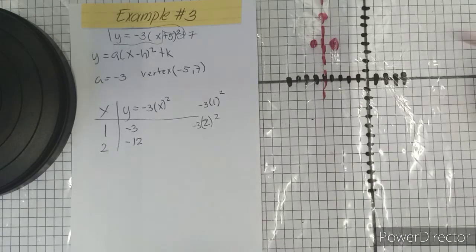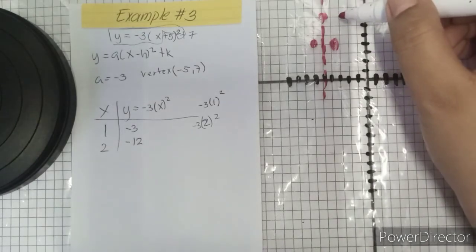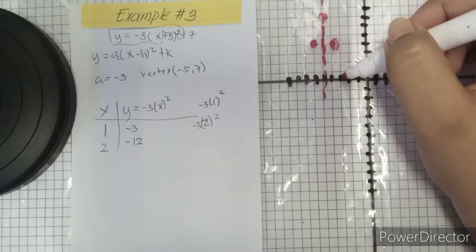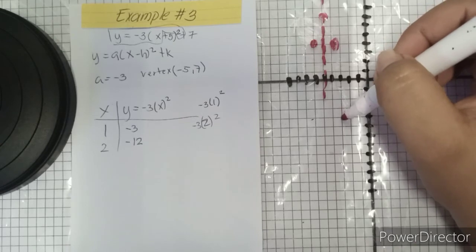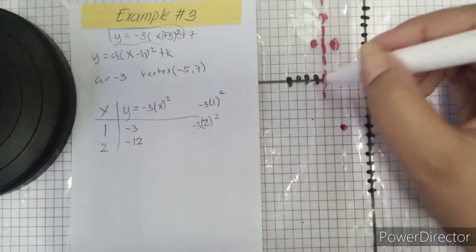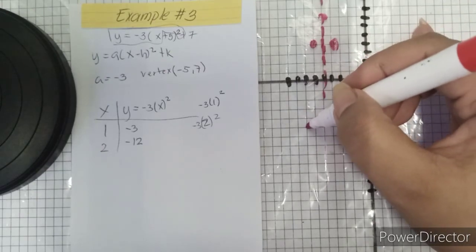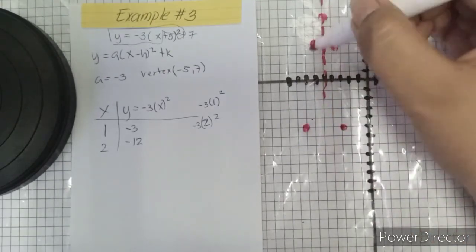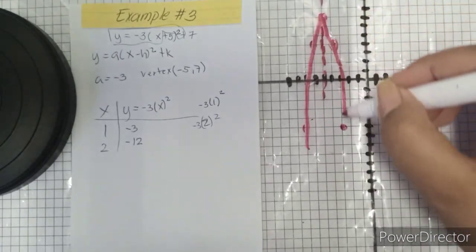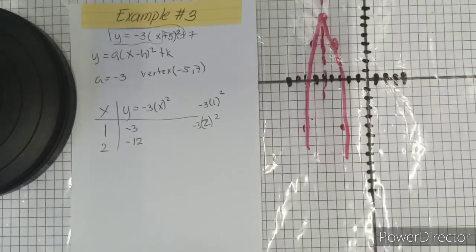Okay? So, let's count. So, dalawa. Then, down tayo ng 12. So, 1, 2, 3, 4, 5, 6, 7, 8, 9, 10, 11, 12. So, dito siya. And then, yung isa naman natin ay dito. Then, ito na yung ating parabola. Nasundan? Okay? So, that's all for today.